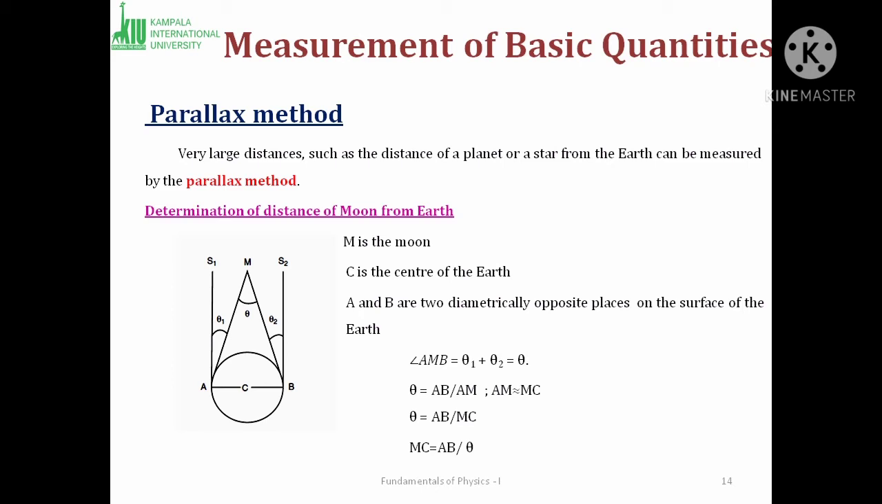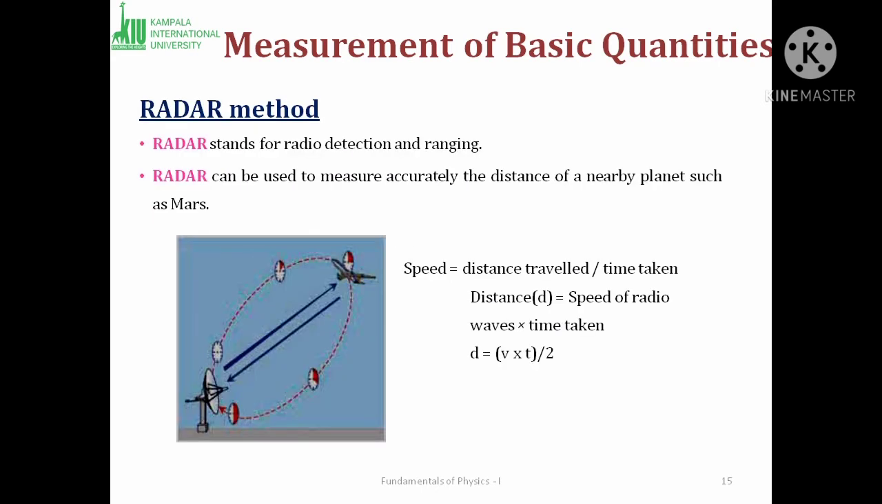From this we can find the diameter, that is 2 into radius. So knowing the value of AB and theta, we can find the distance, right? Then the third method is the radar method. Radar stands for radio detection and ranging. This method is used to measure the distance of nearby planets such as Mars.